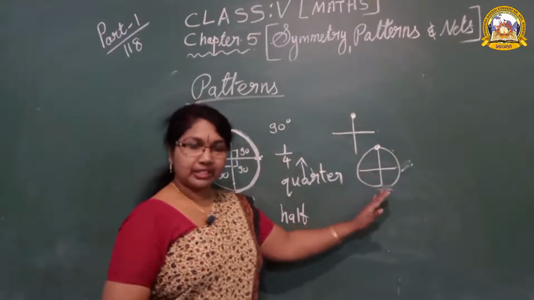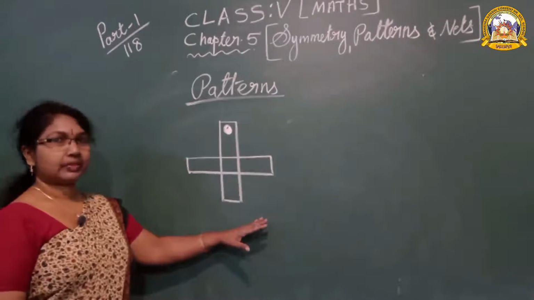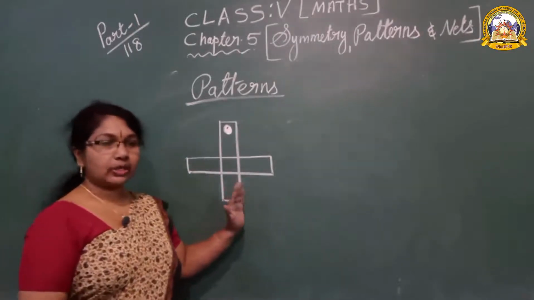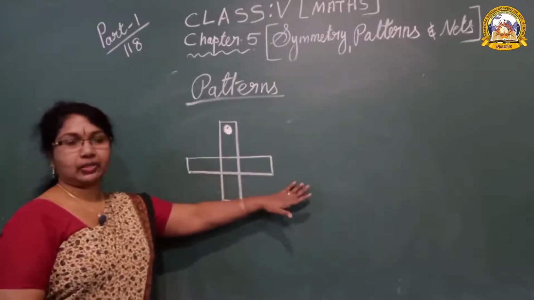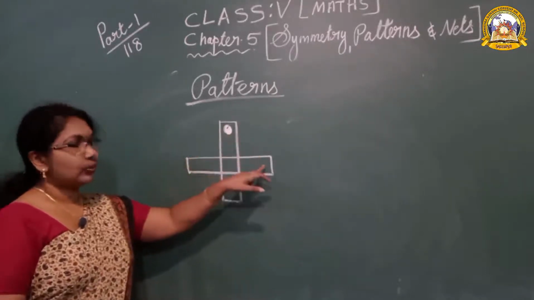Rotating. But now I am explaining how it is rotating. The teacher has drawn one figure here. So the first question is: complete this pattern with a 1/4 turn. 1/4 turn, so this dot will come up to here.